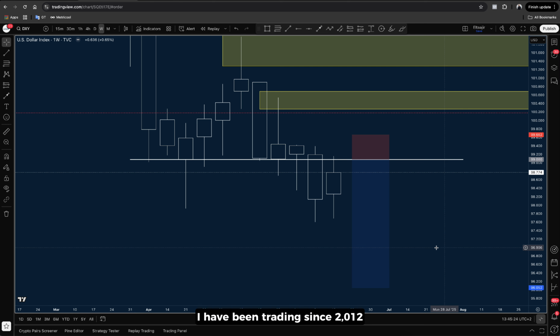I have been trading since 2012, and believe me, at the beginning I was using a lot of indicators. I don't know, MACD, the RSI, moving averages and all this kind of stuff. But believe me, I came to the point where I could tell none of them works. Simplicity is the key. Having a clear chart will help you to make the right decision.